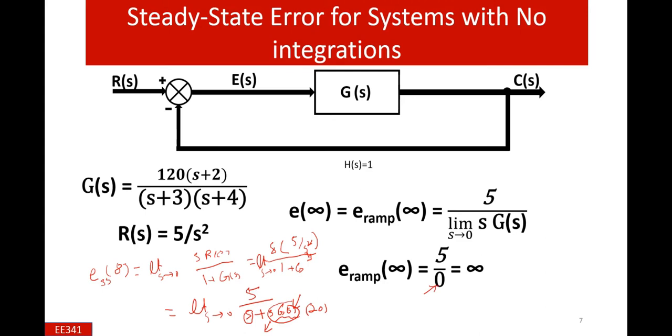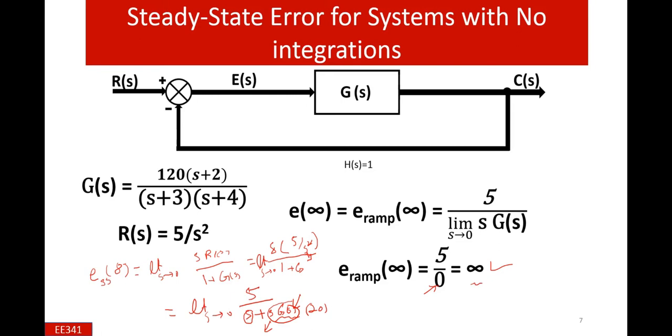It means if we take the ramp input with the same system, if we excite with the ramp input, then the steady state error changes. In the last case we found a fixed value error, which is 5 over 21, but in this case with the same transfer function, we find that the steady state error is infinite.